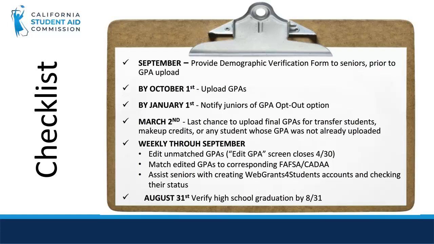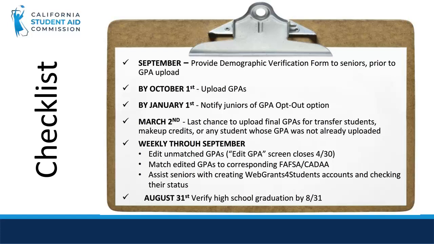Then, weekly through September, schools will edit unmatched GPAs, match edited GPAs to corresponding FAFSAs and DREAM Act applications, and assist seniors with creating WebGrants for Students accounts to check their award status. A quick note is the Edit GPA screen does close on April 30th. There is another webinar for matching GPAs that discusses this screen in more detail.